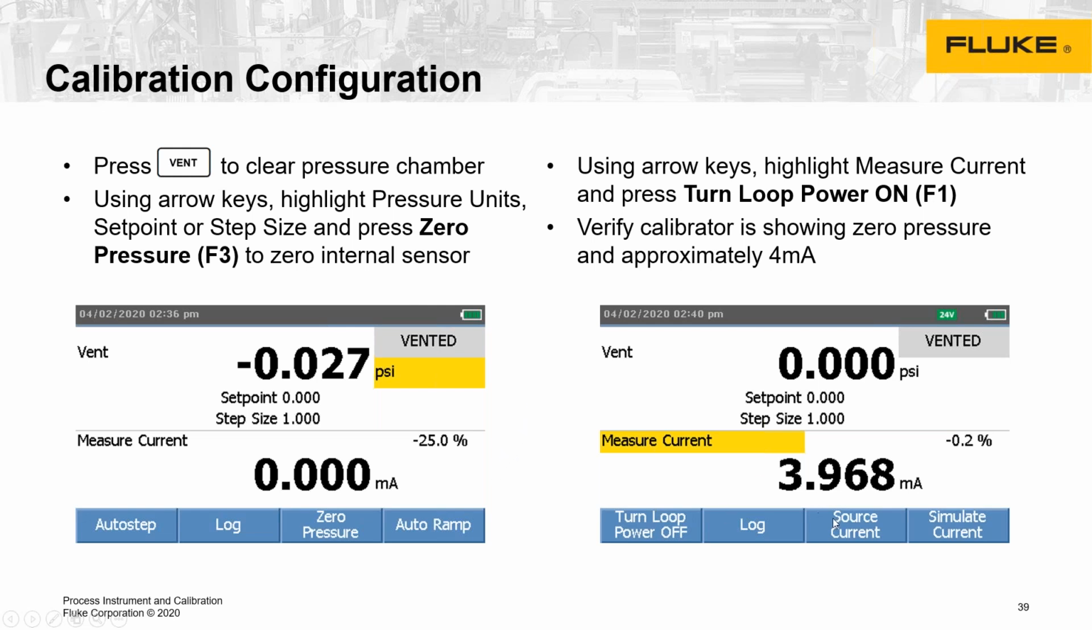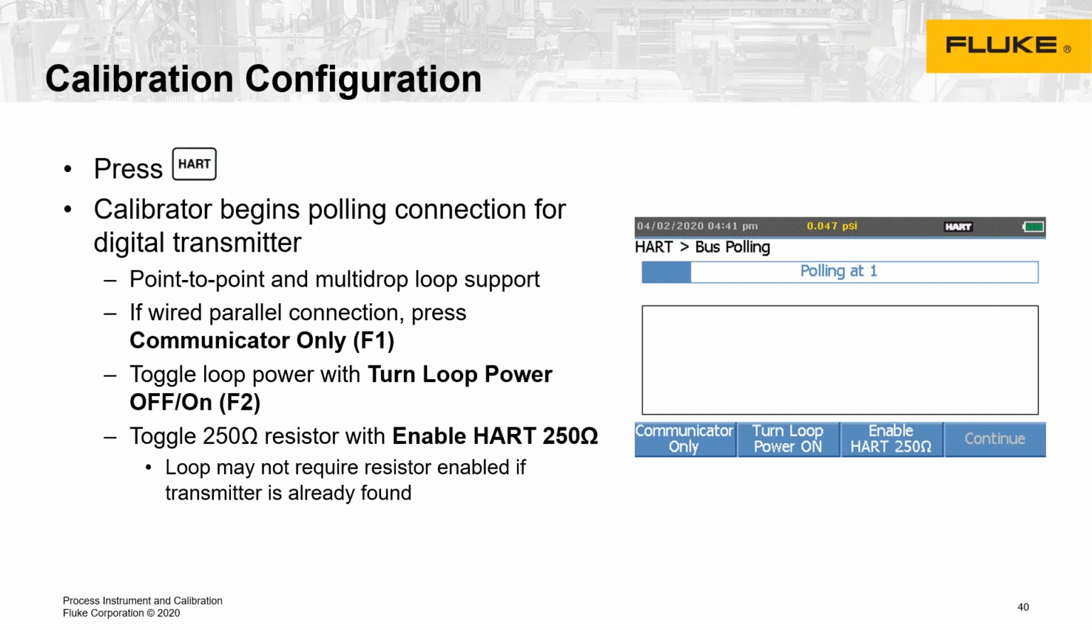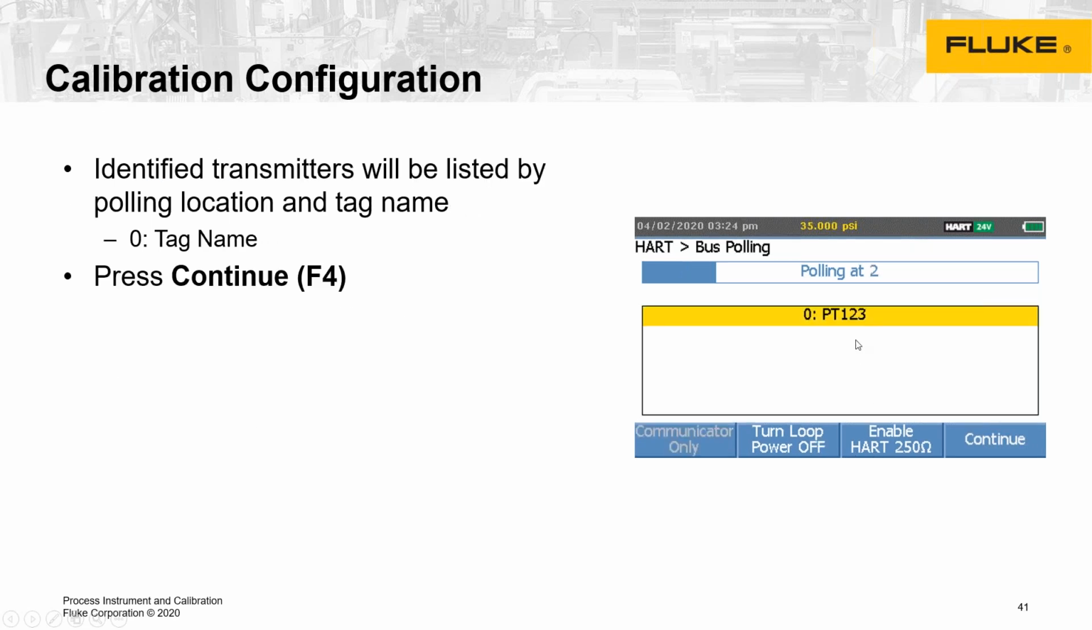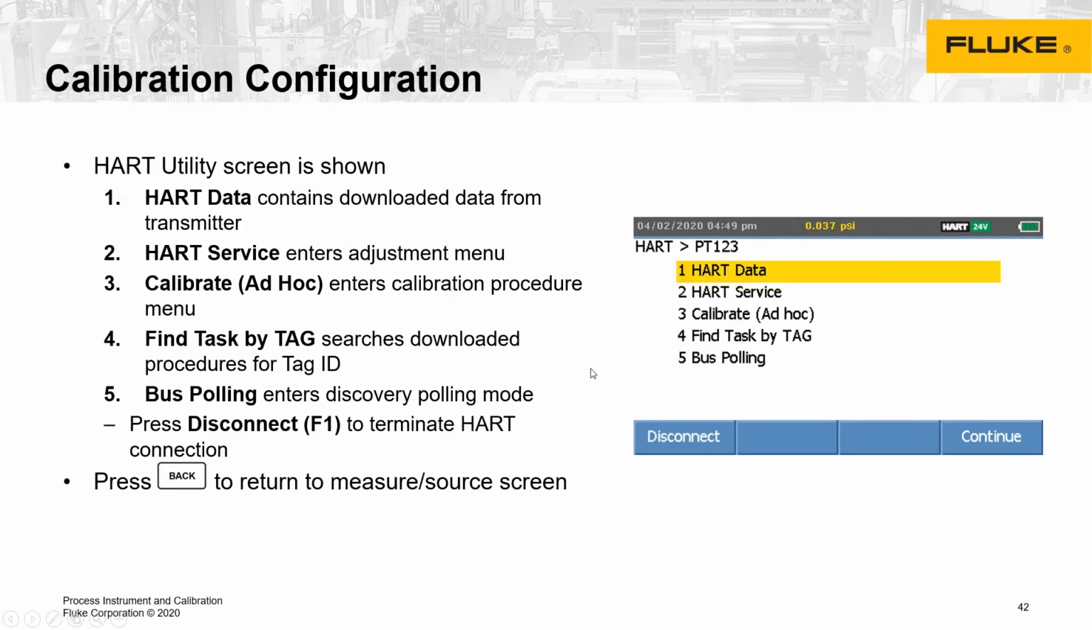We would turn the loop power on and zero the internal module to ambient air pressure to begin. We would hit the HART button and it would begin polling the digital addresses on the device. You can also turn your loop power on and enable your HART resistor from this menu right here. Once it finds a device, it will continue polling and looking for additional devices in a multi-drop scenario. But once we see address 0 and a point-to-point, we can hit the continue button.